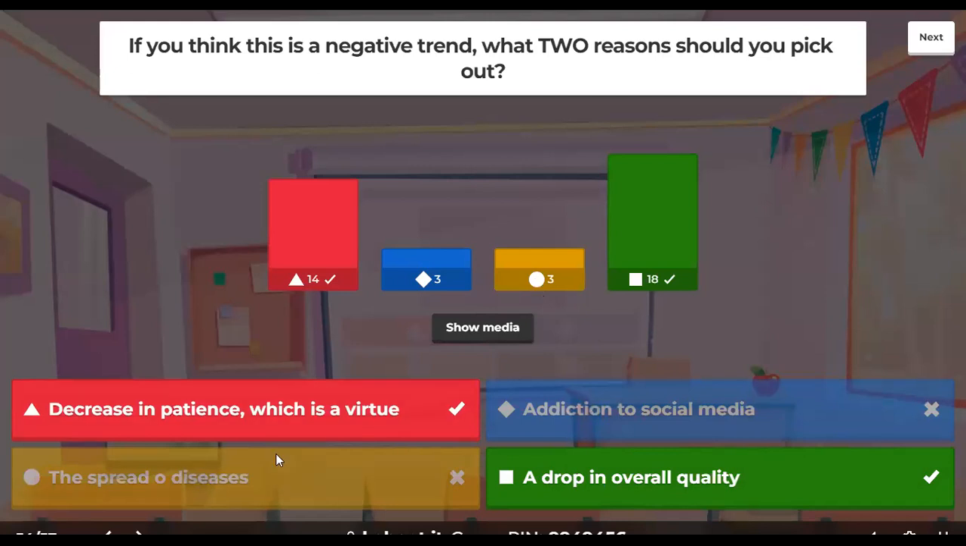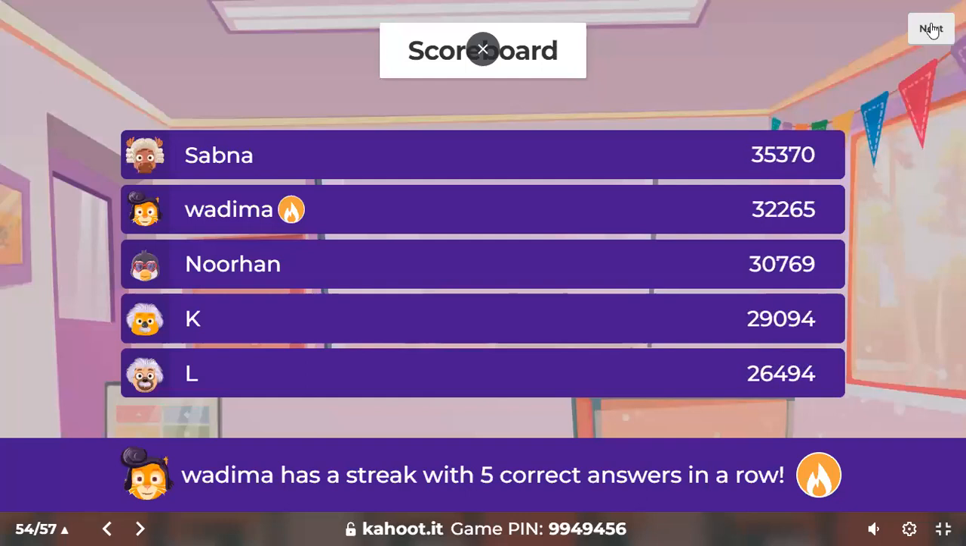Number 3, what does the spread of diseases have to do with the topic? Okay, decrease in patience. This is not good because we never learn how to be patient. Okay, and I can write about this, especially Muslims can write about this. A drop in overall quality. The quality goes down, of course, if you expect things to happen quickly.